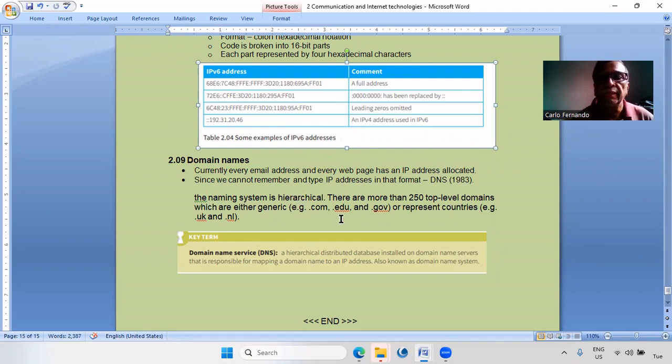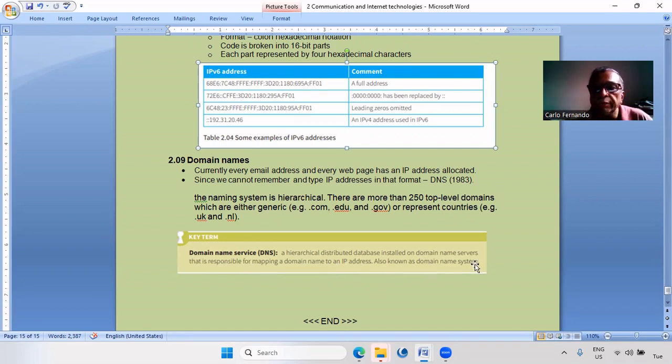The naming system is hierarchical. There are more than 250 top-level domains, which are either generic, for example com, edu, gov, or represent countries, for example UK, NL, .lk, like that. The domain name service is again a hierarchical distributed database installed on domain name servers. They are all over the world, where volunteers have set up these servers. Otherwise, it would take a long time to get to your destination URL. This is responsible for mapping a domain name to an IP address. Without getting the correct IP address, you can't reach the host through the net ID and then the host ID.